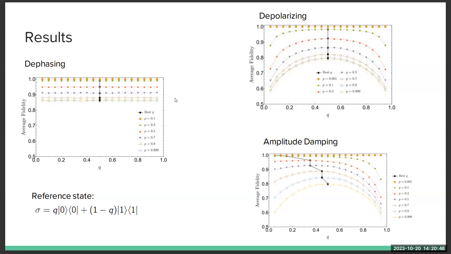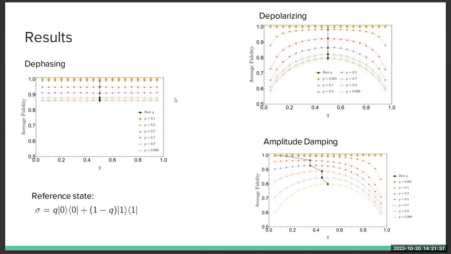So we started by searching the Bloch sphere for any reference state, but then we saw that, because of the symmetry of these three channels, we could use some reference state that is just in between the poles. Okay, this is why we have chosen this one. So what can we see here? For example, for the dephasing, because of the symmetry of it, it doesn't make any difference if I choose zero or one or anything in between. So I can see that the average fidelity is flat here. And p is giving me how strong this decoherence channel is. So if p is very big, then the average fidelity is lower, of course, because the channel is stronger, so it will be more difficult to recover the information.